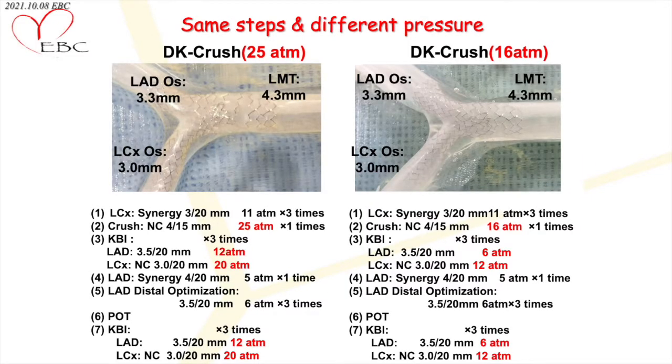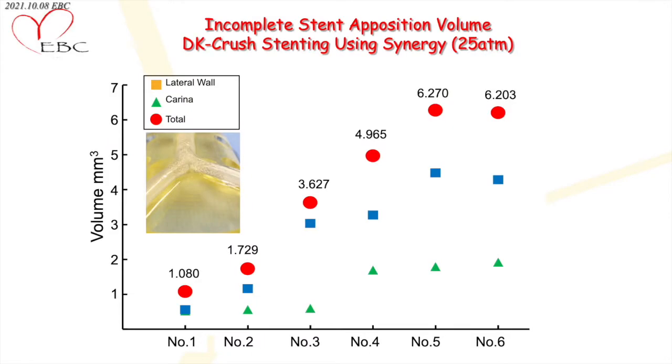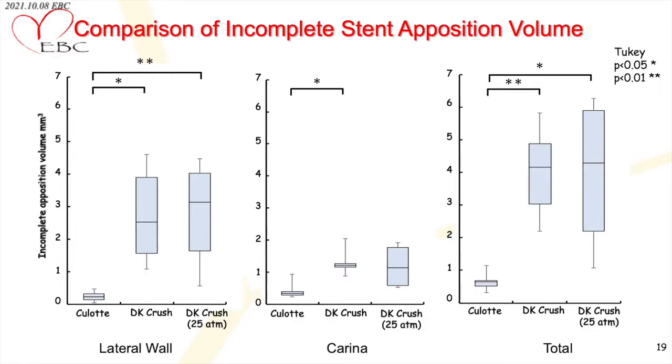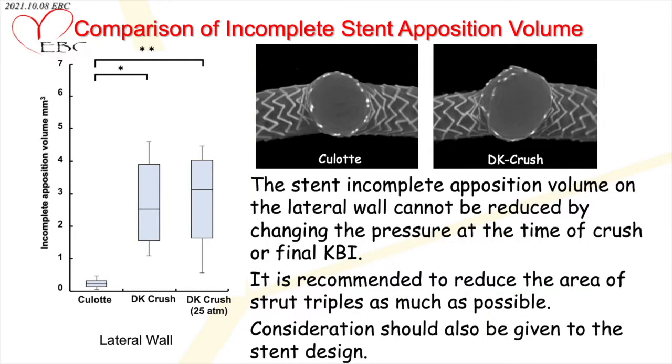Next, the effect of the difference in pressure on the stent apposition was evaluated. In the high-pressure DK group, there was considerable variation in the result too. From these results, consider how to get better results. Here is a result of comparing the three groups. The stent incomplete apposition volume on the lateral wall can be reduced by changing the pressure at the time of crush or final KBI. It is recommended to reduce the area of strut triple as much as possible.